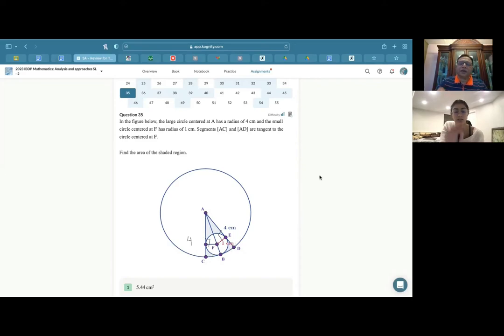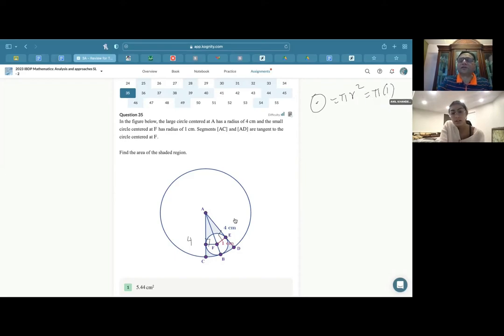So in this particular case, you need to find the area of the small circle in the center. The small circle area is pi r square, which is pi, because r is 1.